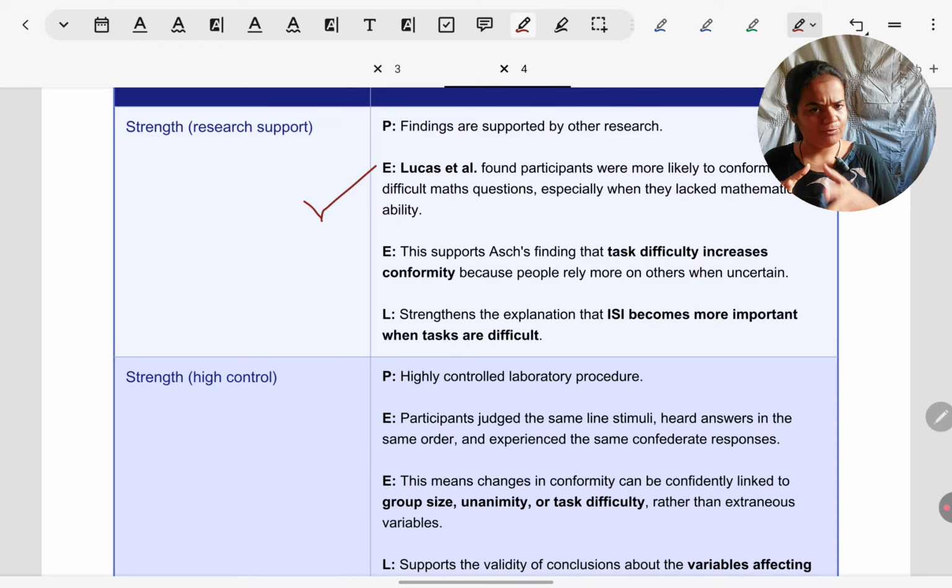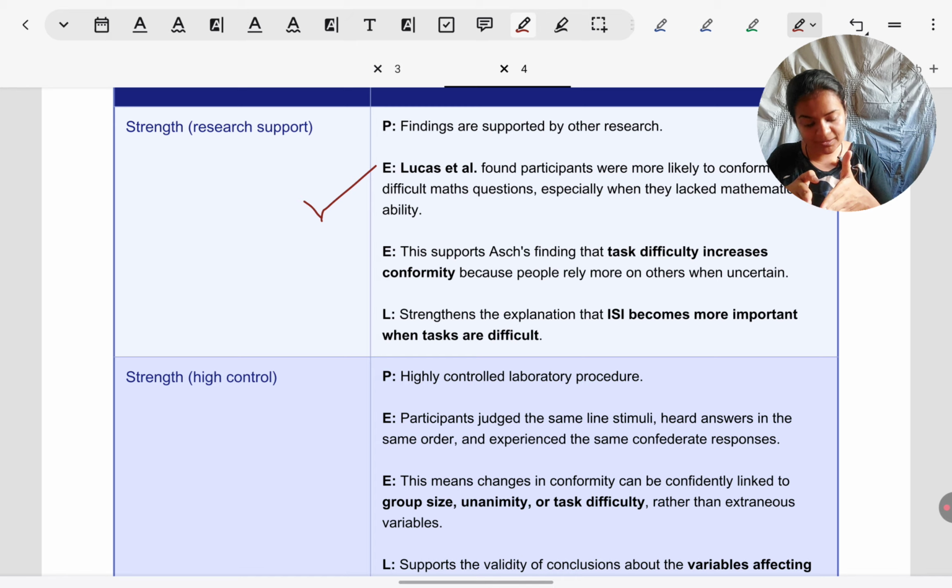This was very close to Ash's study. In this study, participants were given maths problems to solve. Now we know maths problems can range from easy to difficult. So what Lucas et al. did in their study, sometimes on some trials they gave participants easy maths problems to solve, and on some trials they gave them difficult maths problems to solve. What they found is that as long as problems were easy, participants did not conform with others. Whatever answer they came to while solving the problem, they would give that to the researcher. But when the maths problems were difficult, then they would agree with the majority.